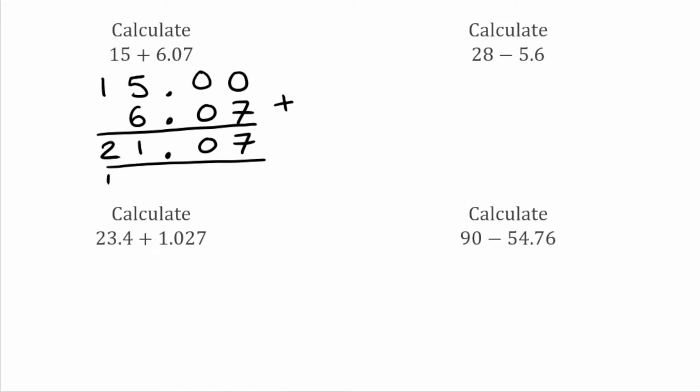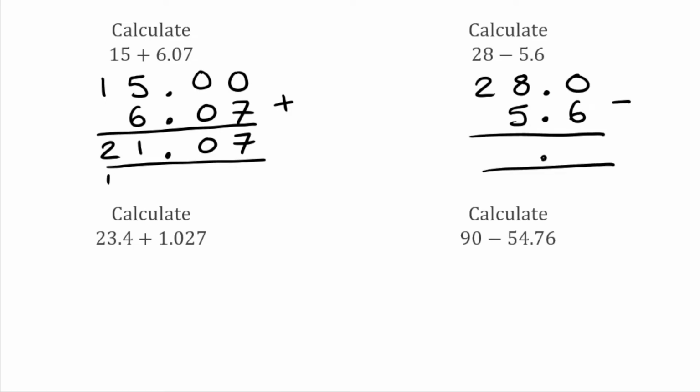Okay, moving along, we've got 28 take away 5.6. So again, no decimal places for the first number, 1 decimal place for the second, so we're going to write both of these to 1 decimal place. So I can rewrite 28 as 28.0, and then this time we're going to take away 5.6. So I line up the columns, with 5 in the units and 6 in the tenths.